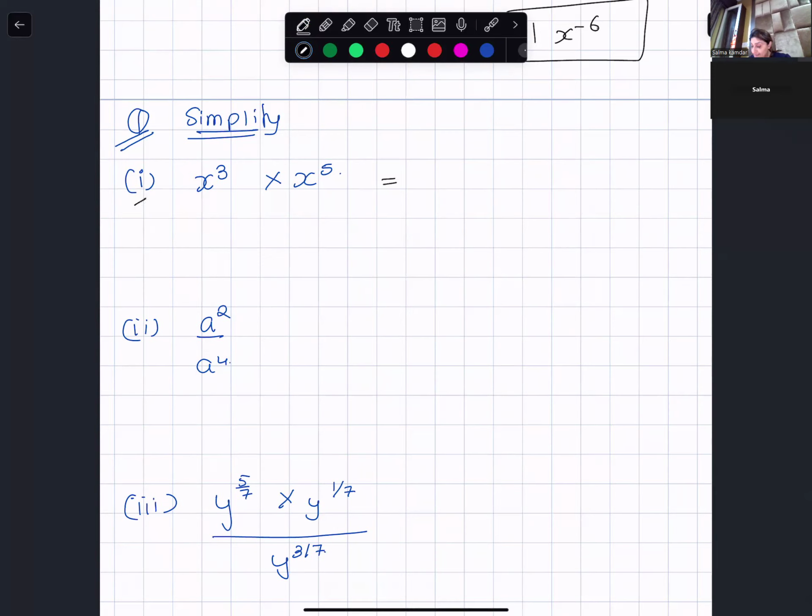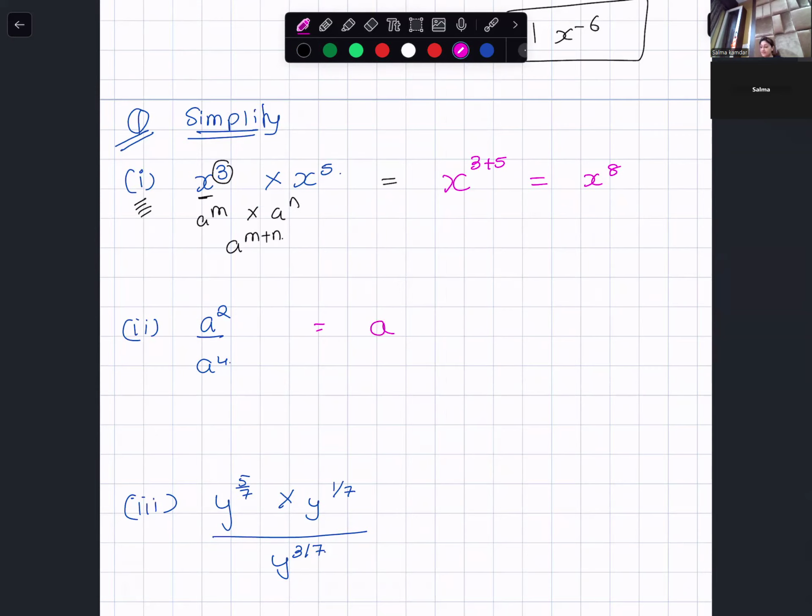So which law of indices will I apply over here? This would be a raised to m into a raised to n, so it will become a raised to m plus n. So this will be x raised to 3 plus 5, which is x raised to 8. Division means subtraction, and the base is the same. So it would be a raised to 2 minus 4, which is nothing but a raised to minus 2. And negative involves reciprocal, so it will become a raised to half.